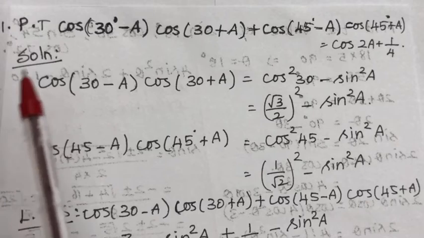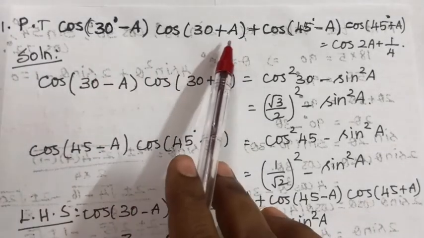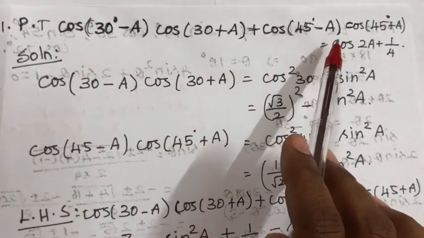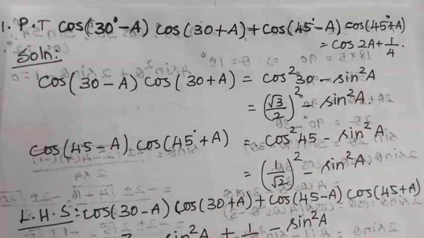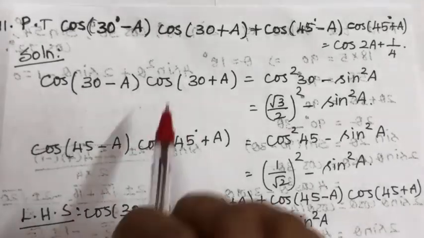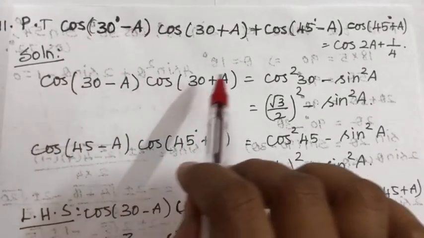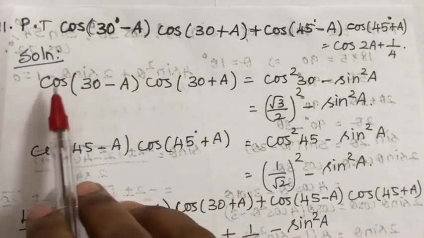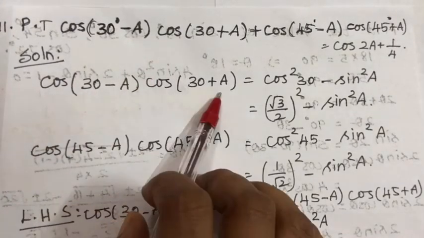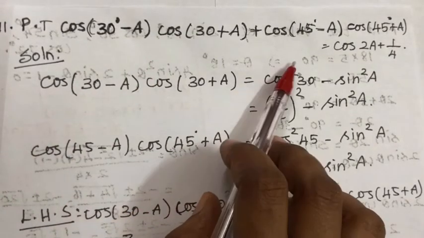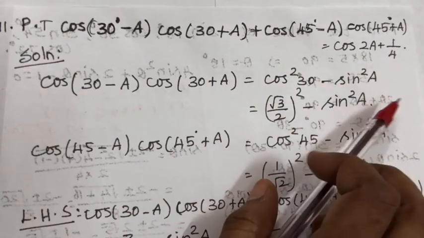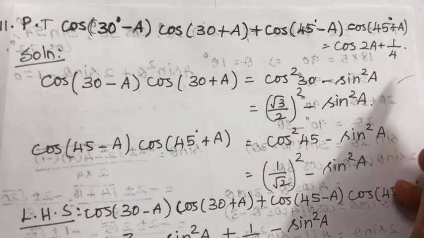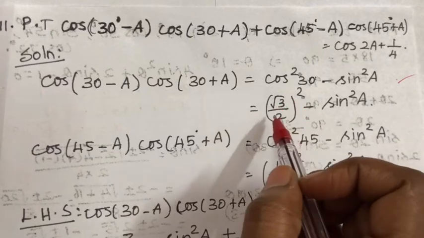11th problem: cos(30 minus A) cos(30 plus A) plus cos(45 minus A) cos(45 plus A) is equal to cos 2A plus 1 by 4, we have to prove. So first let's take this cos(30 minus A) cos(30 plus A). So that is cos (A minus B) into cos (A plus B) is equal to cos square theta minus sin square theta. It is an important identity. So we are using that here.